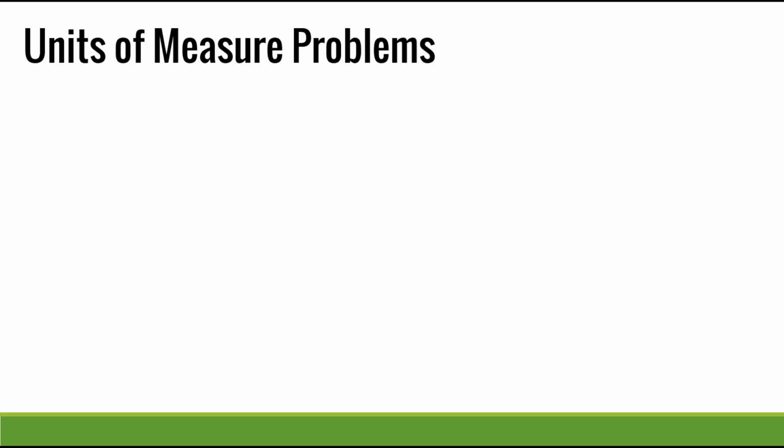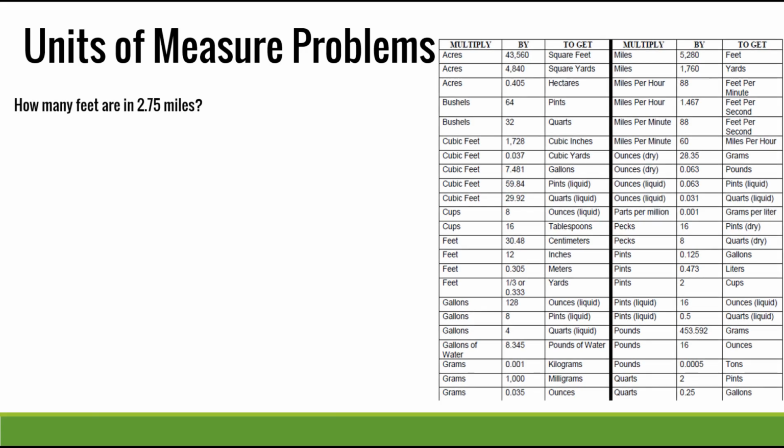Let's go ahead and do a few more practice problems. How many feet are in 2.75 miles? Looking at the conversion table chart, we see that 1 mile is equal to 5,280 feet. Therefore, we can take our initial number of 2.75 miles and multiply by our conversion factor of 5,280, which gives us 14,520 feet. Therefore, 2.75 miles is equal to 14,520 feet.